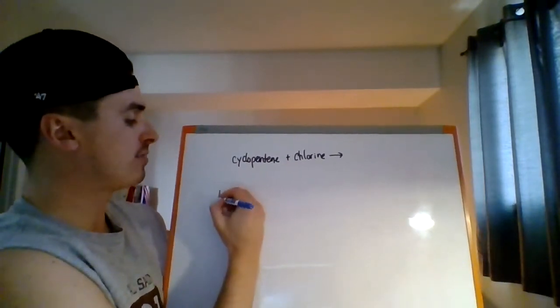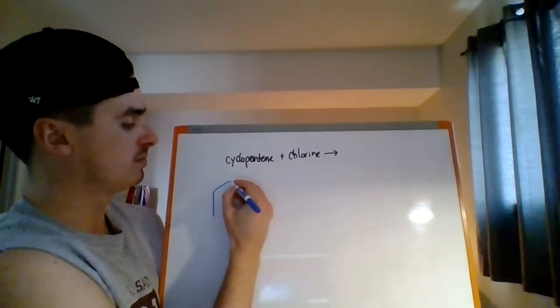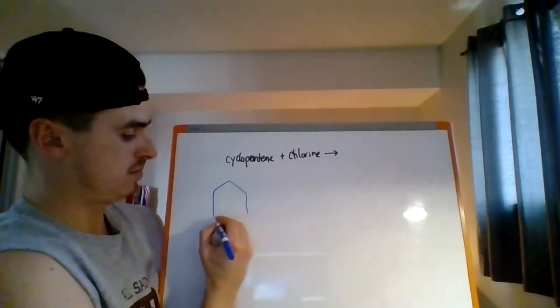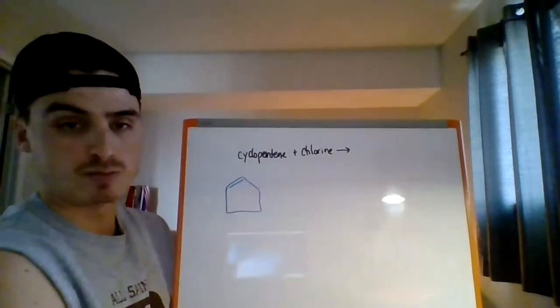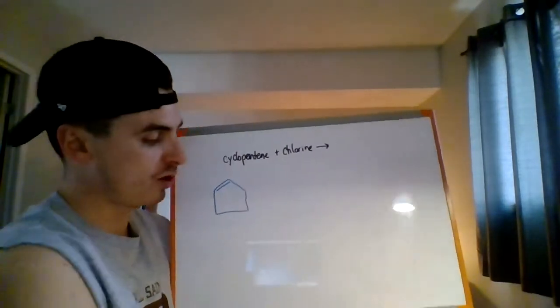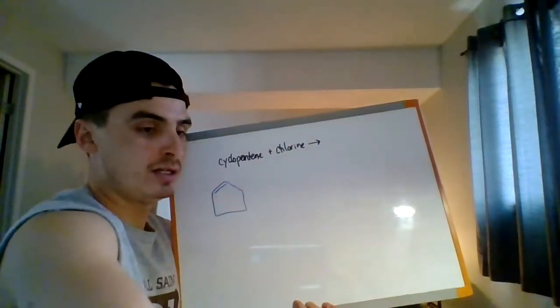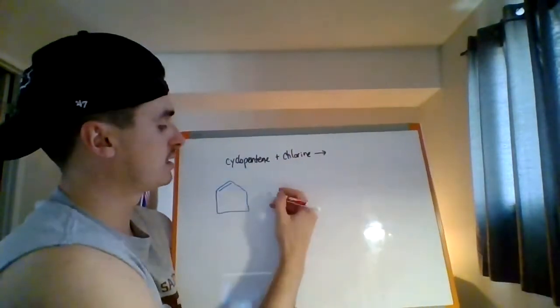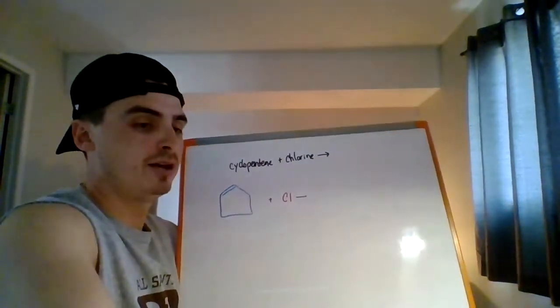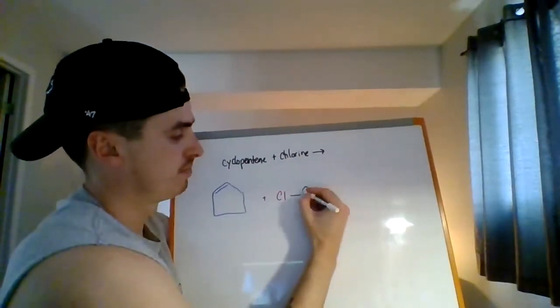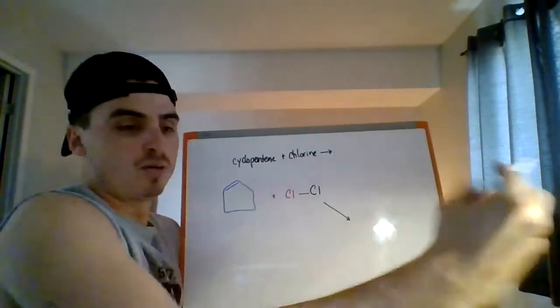So 5-carbon rings look like a house, and the double bond can go anywhere because it's always between carbons 1 and 2. Okay, chlorine is going to look like this. We got 1 chlorine here, and then I will draw another chlorine here. Okay, see what we're gonna get.